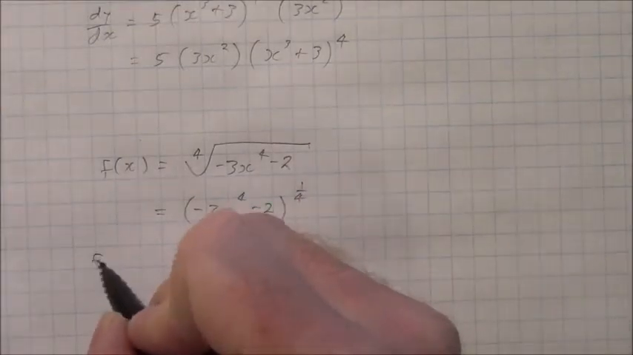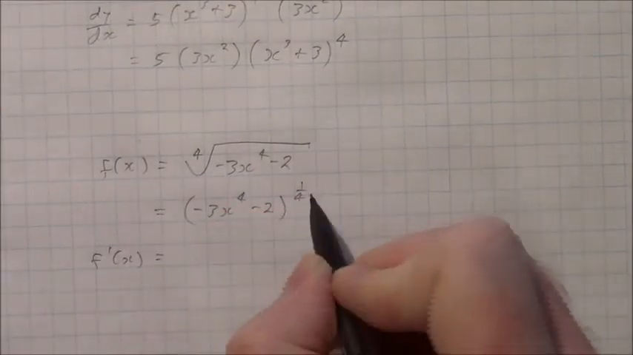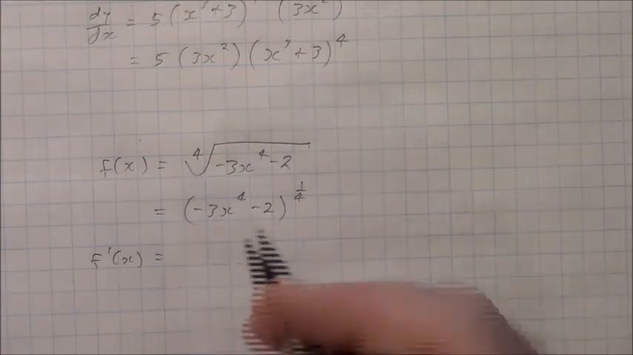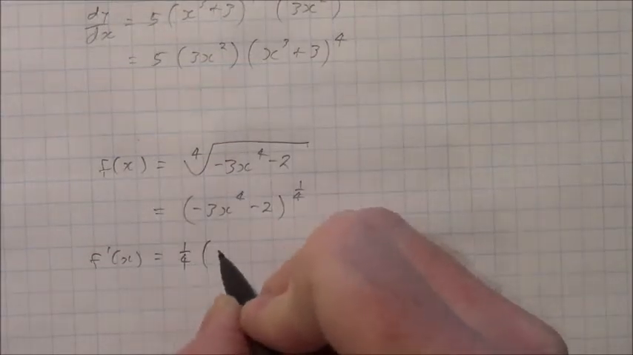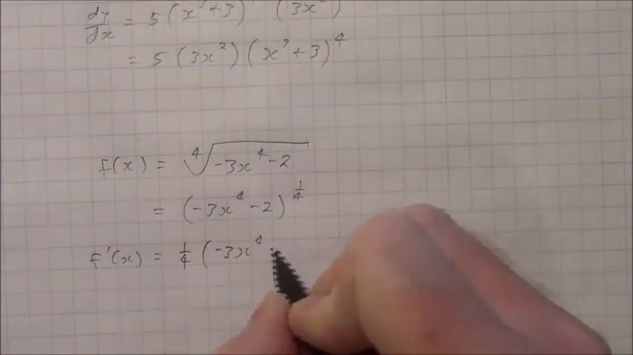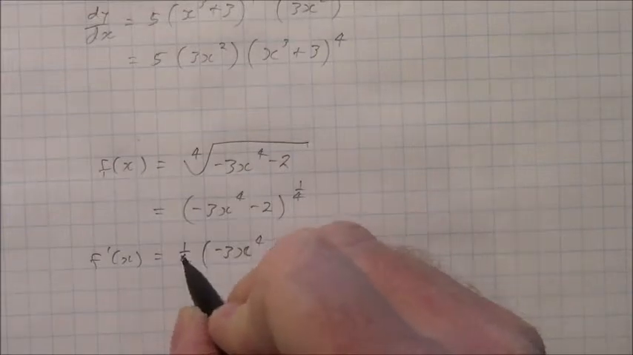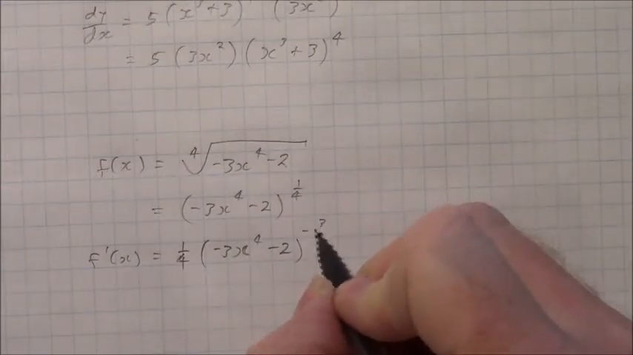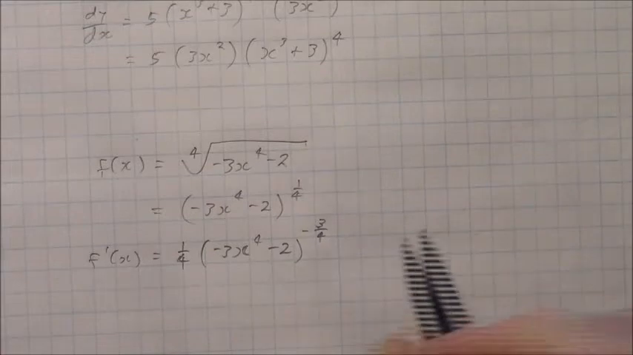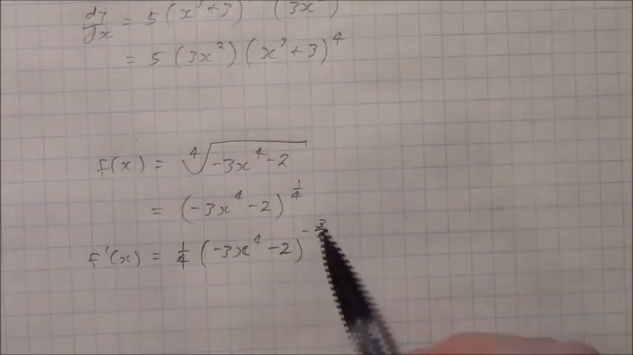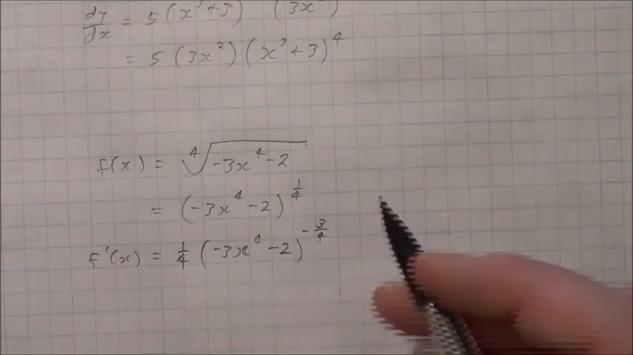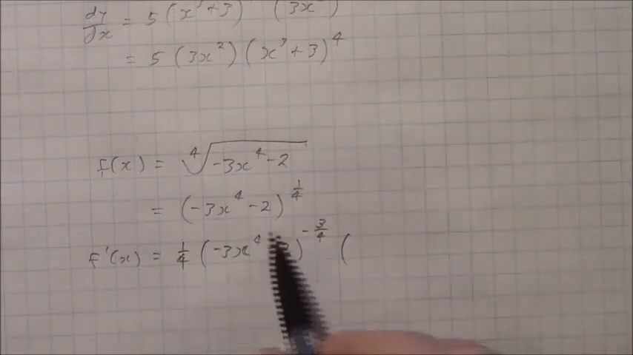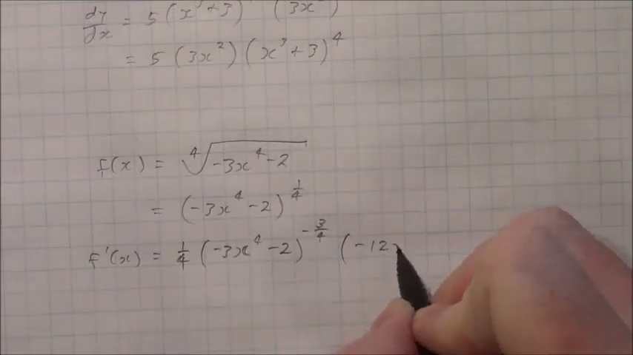So f prime of x then, well, we go from the outside in, so it's 1/4, and leave the inside as it is. Don't touch the inside until later. Minus 1 on the power, so the exponent is negative 3 over 4. Now we go inside and take the derivative of that, so this would give us negative 12x cubed.